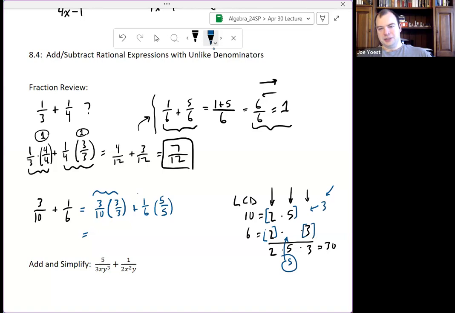I do my multiplication before the addition. So I multiply across the top. 3 times 3 is 9, over 10 times 3 is 30. And 1 times 5 is 5, over 6 times 5 is 30. And now, almost like magic, I have an equivalent problem, but where I have the sum of two fractions with like denominators. And now I just add across the numerators and keep the same denominator.